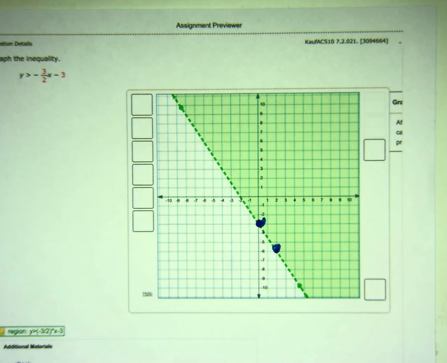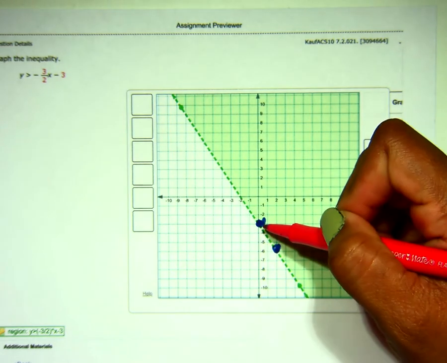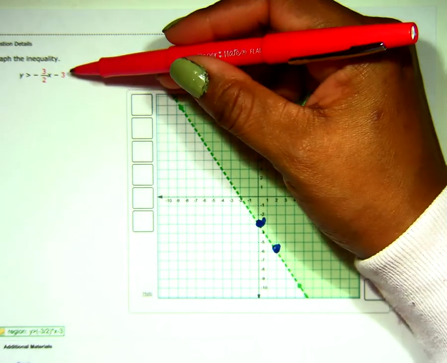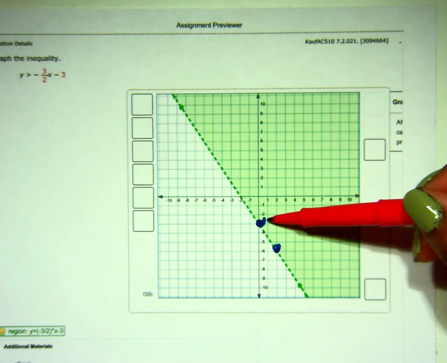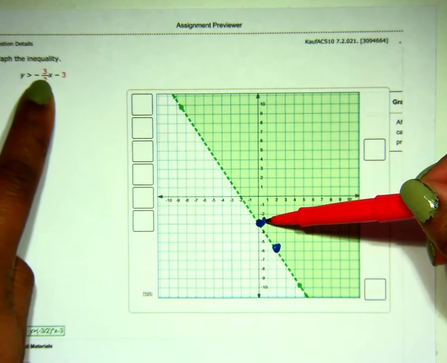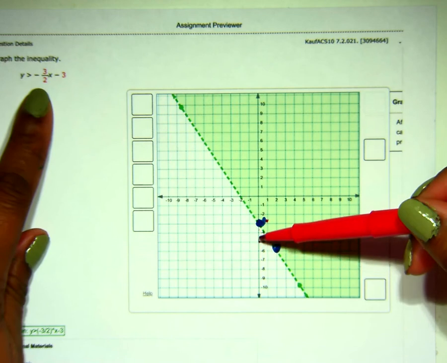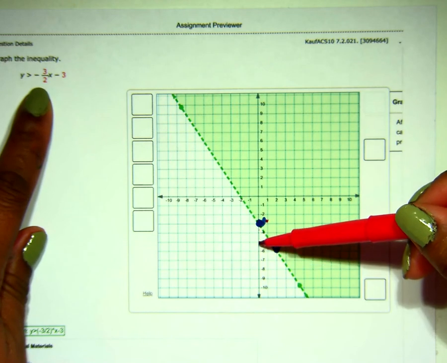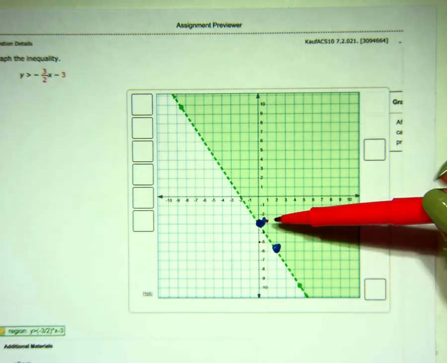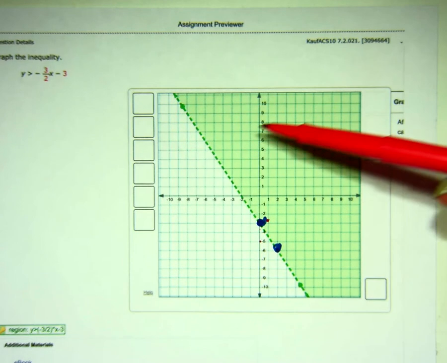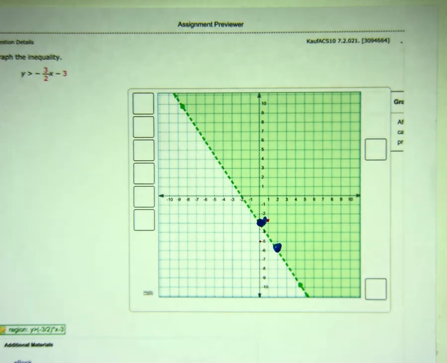Your y-intercept is negative 3. So that's where we're getting the negative 3 from. From that negative 3, go down 3 because that's a negative 3 right here. So go down 1, 2, 3. And then always go over right. So this time you're going to go right 2 times. Connect your dots with a dashed line and shade over because it was greater than.